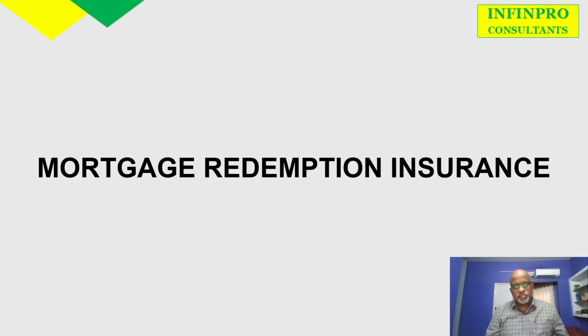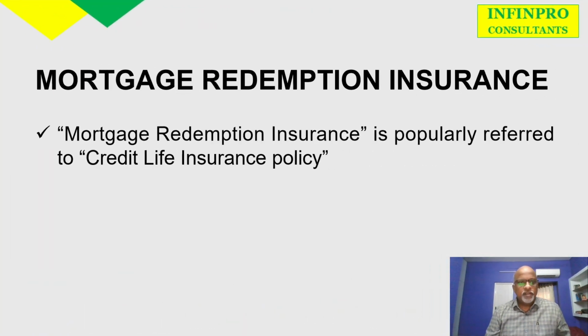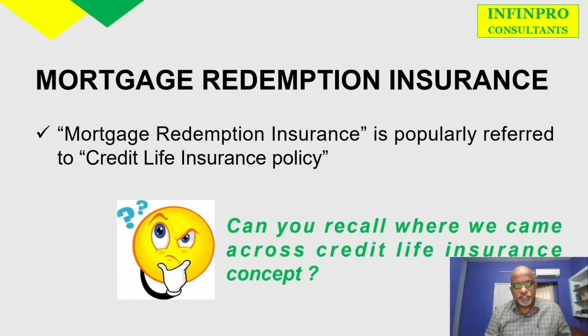Right. So we saw about the MWP Act, we saw about key man insurance, and in the last part of this chapter we will understand mortgage redemption insurance. A person taking a loan against a property or to buy a property takes this mortgage redemption insurance along with the loan as part of the loan agreement, so that in case something happens to the person who has taken the loan, this policy will compensate the outstanding loan to the banker. Mortgage redemption insurance is popularly referred to as the credit life insurance policy.